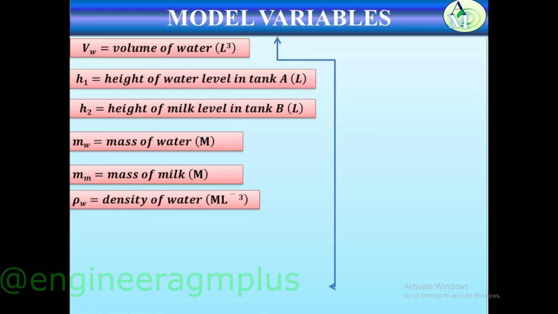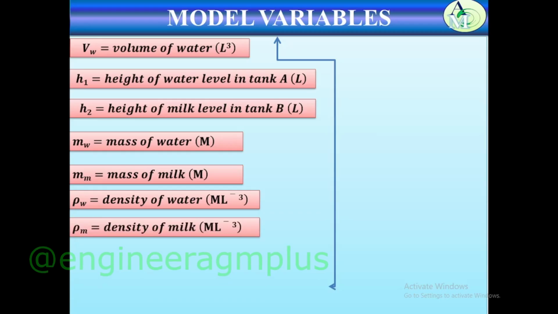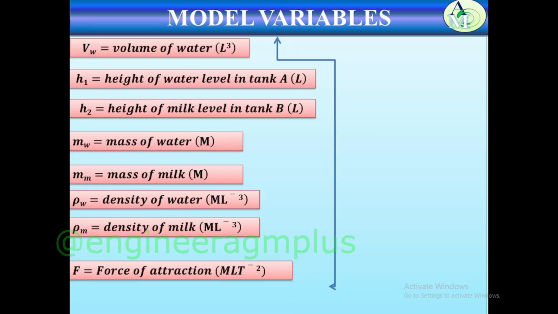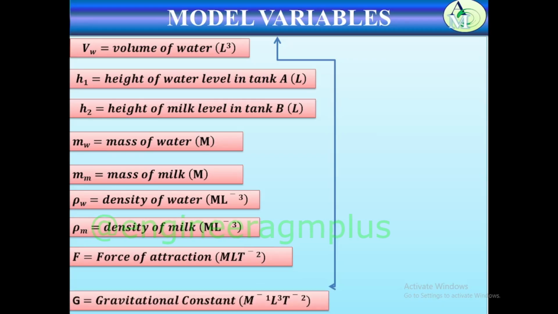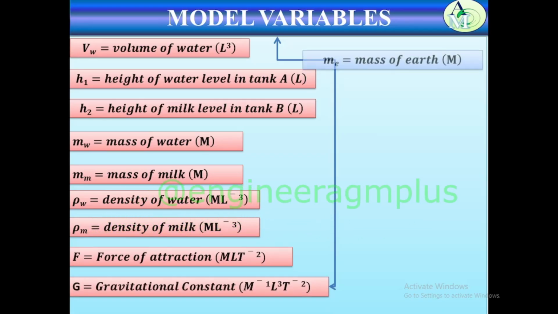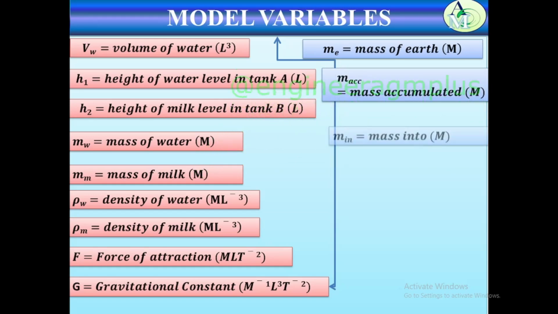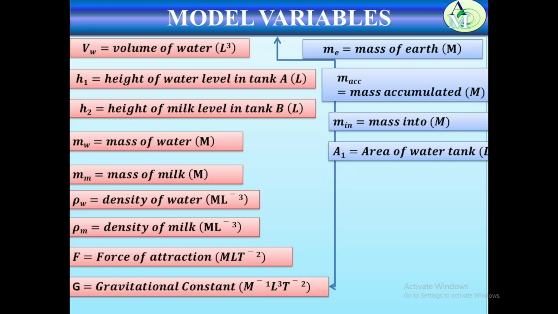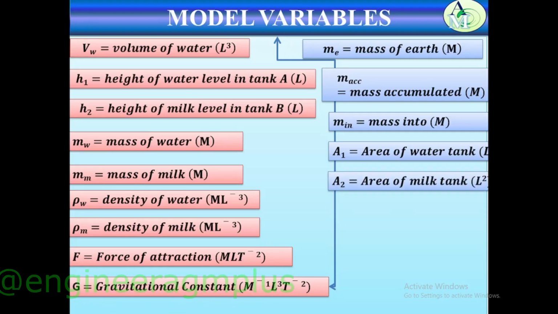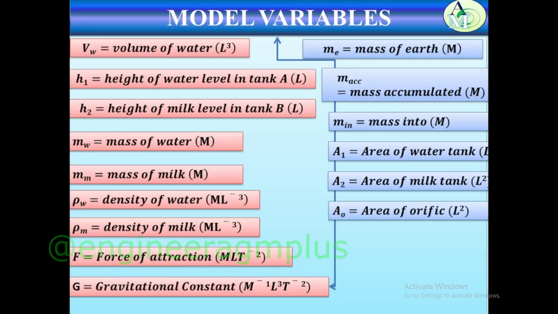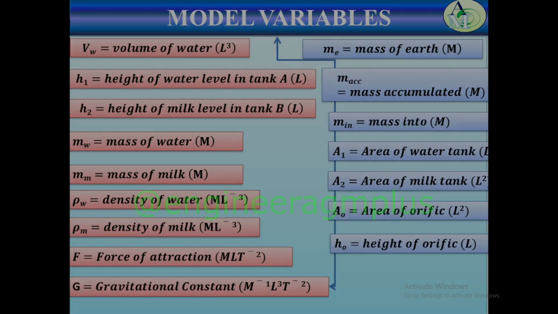Rho W, the density of the water, dimension necessary, and density of the milk as well. F, force of attraction, and we have G, gravitational constant. Others are ME, mass of the earth, MACC, mass accumulated, and mass into the tank, and the dimension is M as well. So A1, that's the area of the water tank, dimension is L squared. A2, the surface area of the milk tank, and A0 is the surface area of the orifice, and H0 is the height of the orifice.